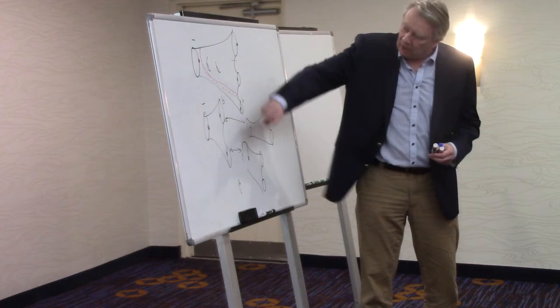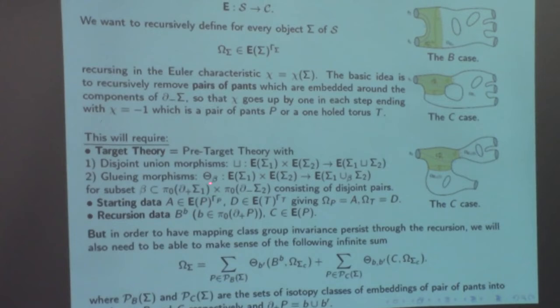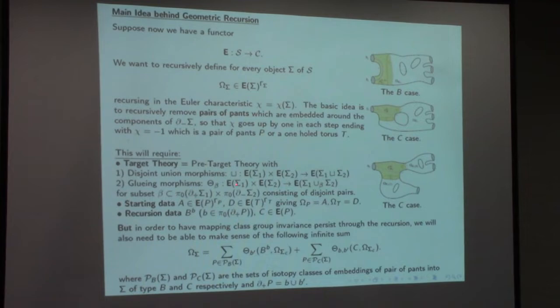And once I'm given this gluing information, I would like to have a gluing morphism, which is here called theta beta, that goes from the, it's a bilinear map, E of one surface, E of the other surface, to the glued E of the glued surface. So a pre-target theory together with such morphisms here is called a target theory.